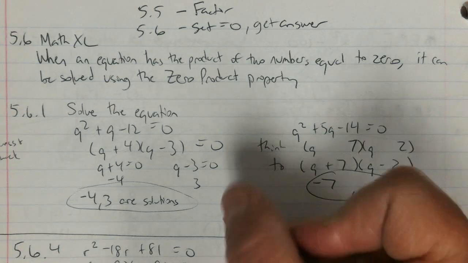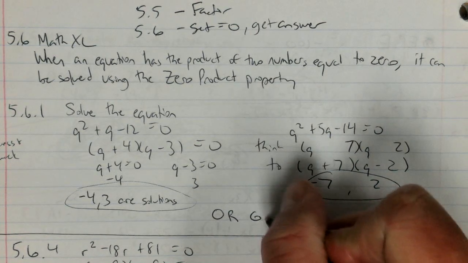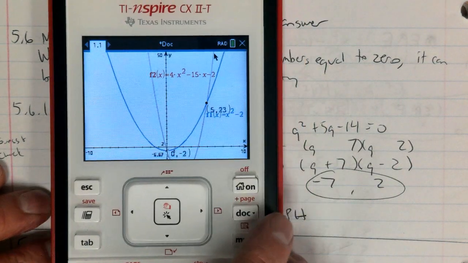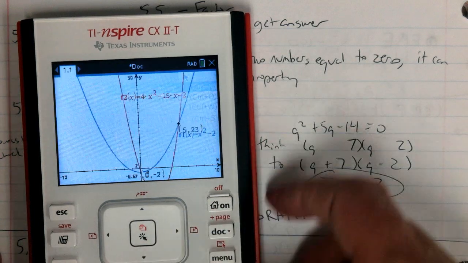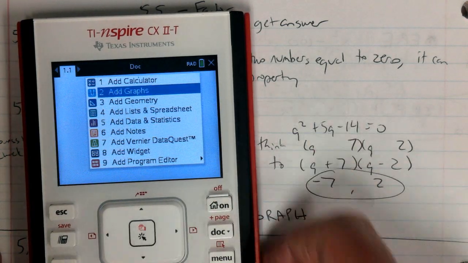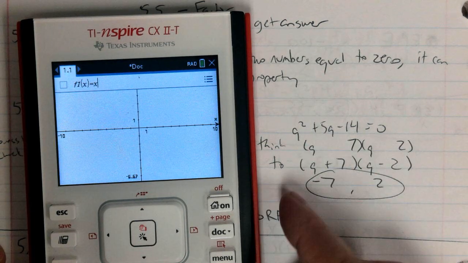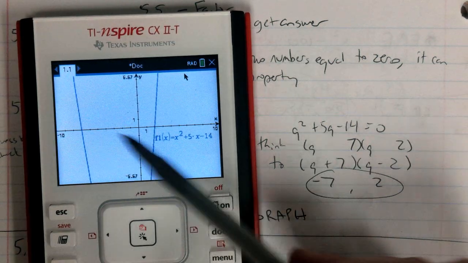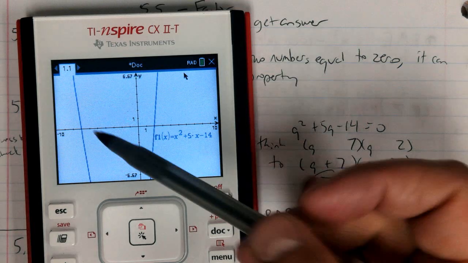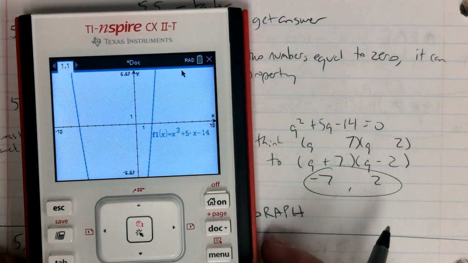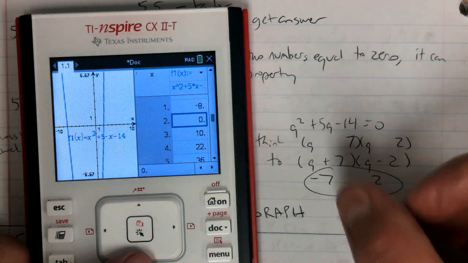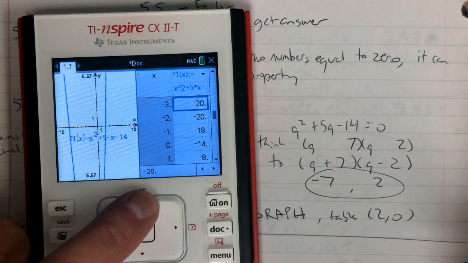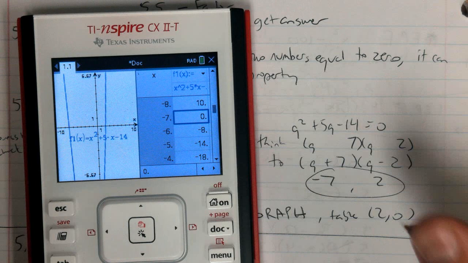One other way is graphing. Now when we're graphing on these, you use x, not q. So we would need x squared plus 5x minus 14. And there you can see your answers. They do line up perfectly in this case. So if you wanted to, you could use your table and see it's at 2, 0 and at negative 7, 0.